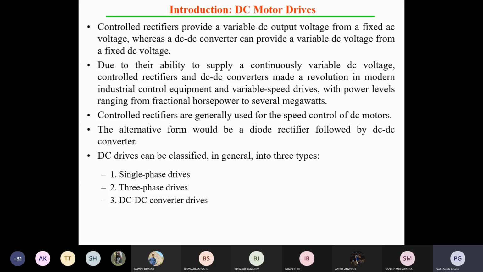In my next class, tomorrow, I will discuss the operations of all the converters: which converters are more suitable, the full bridge converter, the half bridge converter, or the semi converter. Which one is more suitable for which applications, and whether the semi converter is usable for braking purposes or not. That will be discussed in my class tomorrow.